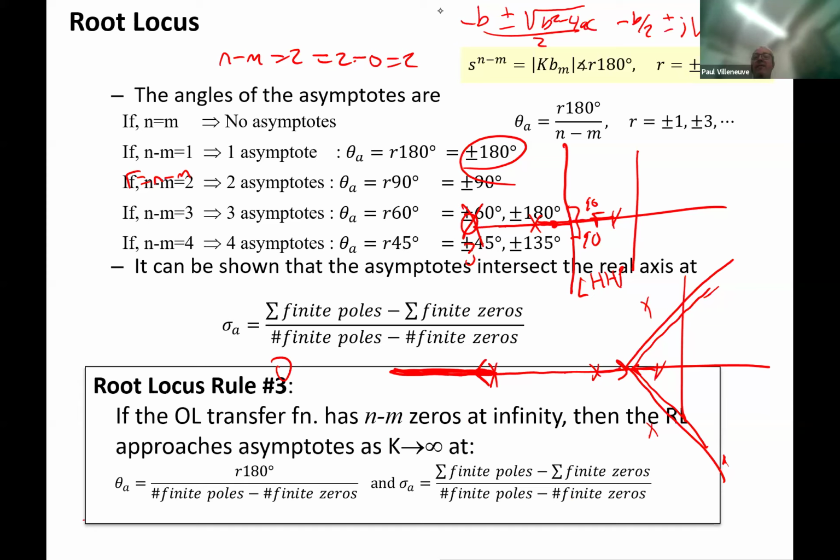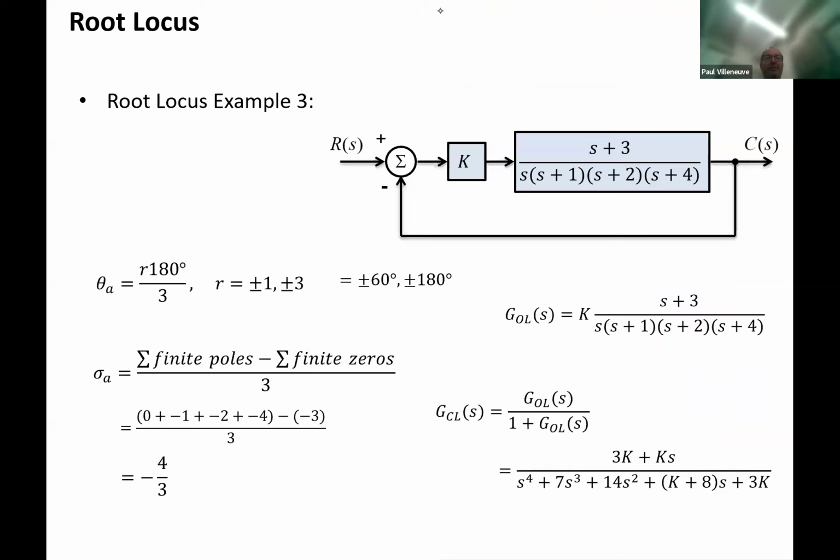If you have n minus m, and it's a positive number, then you've got asymptotes, okay? And you want to go ahead and calculate the angle of your asymptotes, as well as the center of where those asymptotes originate from. And that center is applicable for all of those asymptotes.